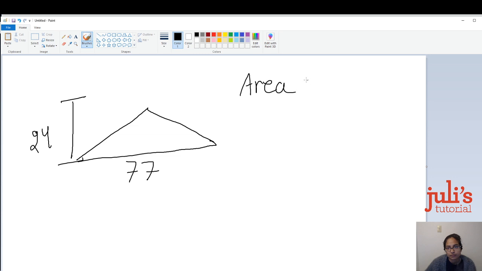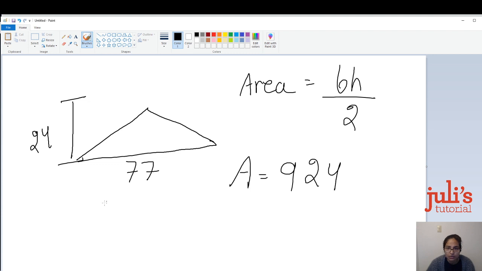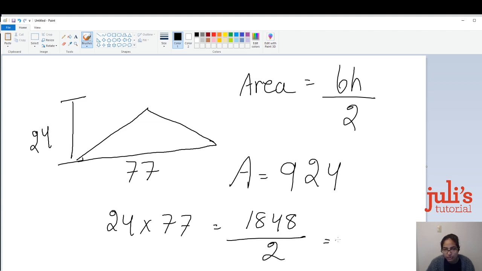Area, base times height divided by 2. Area is 24 times 77 divided by 2. 924, because 24 times 77 is 1848. Divided by 2, we get 924. And that's the area for this one.